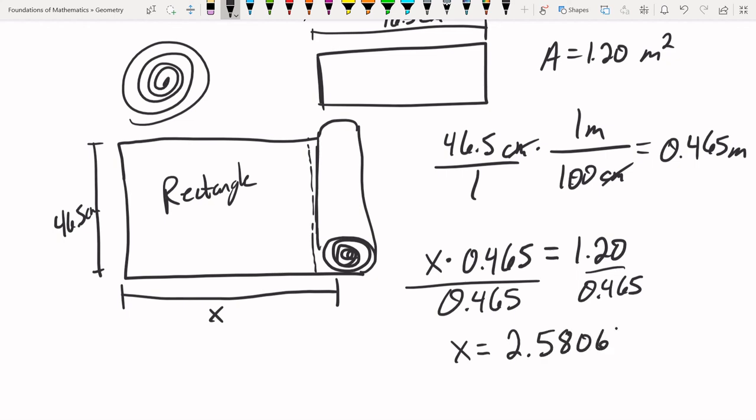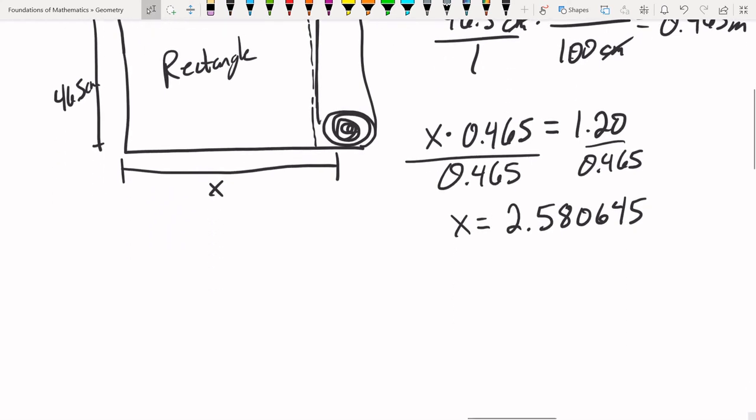2.580645. I'm going to leave a bunch of digits because we have to go back to centimeters. This right here is in meters. We need to round to the nearest centimeter. You could do that here. Centimeter would be this spot right there. But I'm just going to show you that by going backwards. 2.580645 meters.